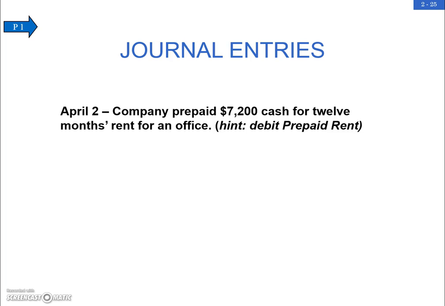If they try and kick us out of those offices, we can sue and stay in there. They owe us $7,200 worth of rent in the future in the form of us getting to occupy these offices. So cash is going down, and some new asset that we're just learning called prepaid rent is going up. So how do I show the asset cash going down and the asset prepaid rent going up?